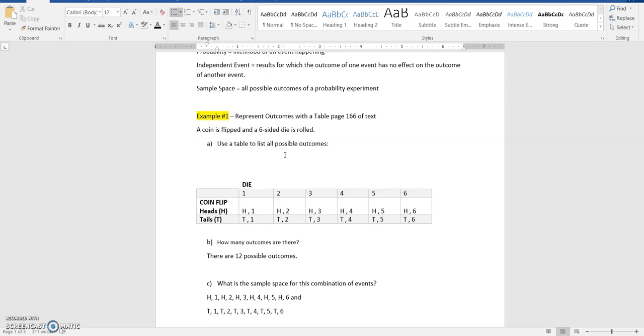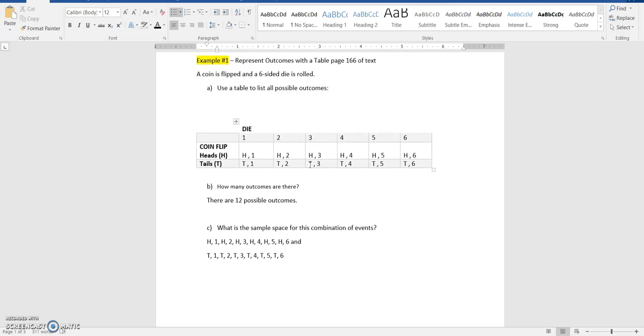Example 1. So you're going to get a couple of questions that deal with these types of things. The first type of question is example 1, representing outcomes using a table. You can find this on page 166 of the text. So you're going to get a question such as a coin is flipped and a 6-sided die is rolled. Use a table to list all possible outcomes.